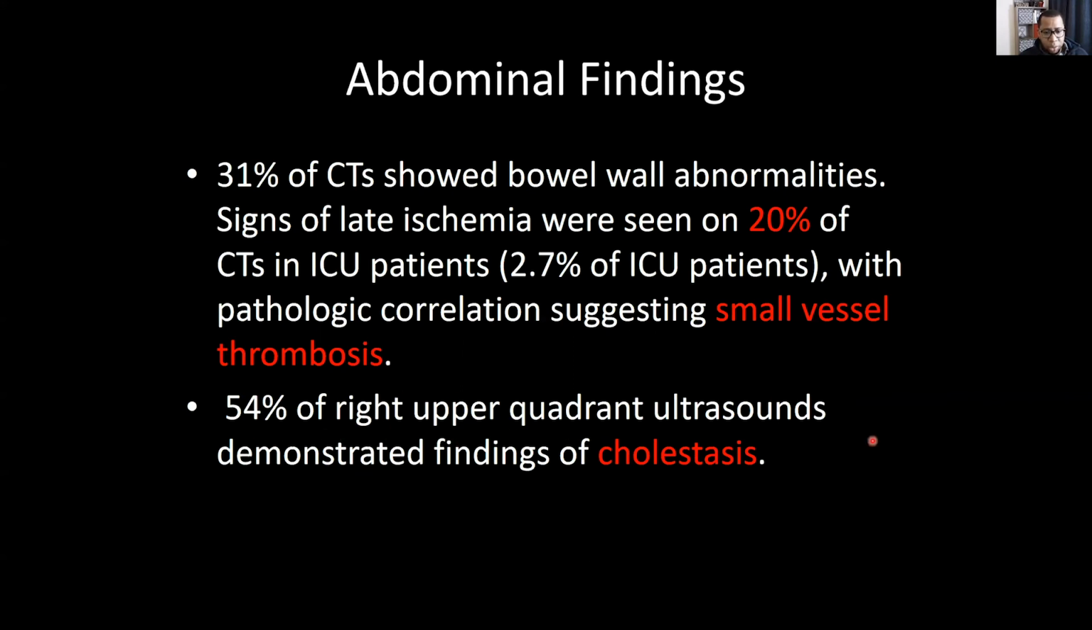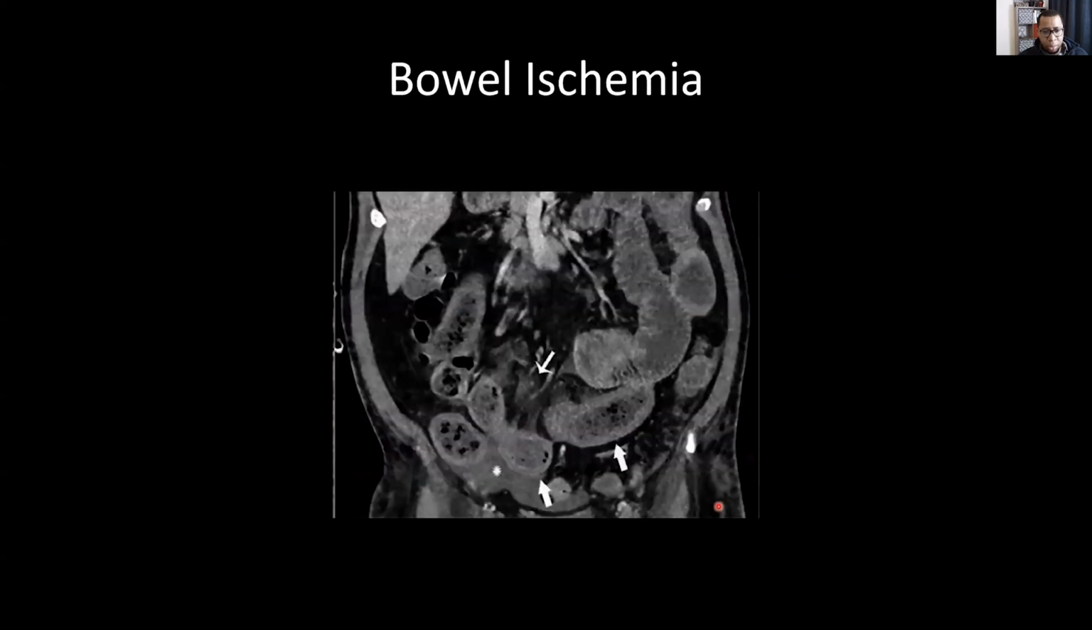54% of right upper quadrant ultrasounds demonstrated findings of cholestasis. Okay, so abdominal findings should not be ignored in patients who present with possible COVID-19 infection. So this just shows some sequelae of ischemia, some mural thickening, bowel edema, surrounding fluid, and mesenteric engorgement.